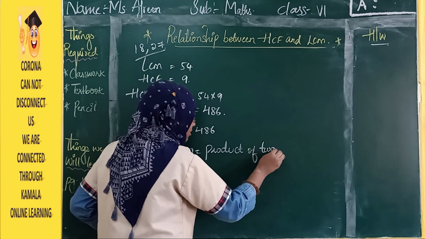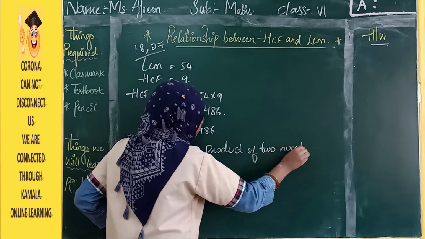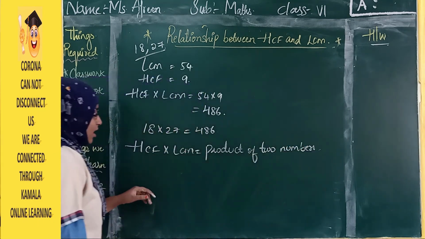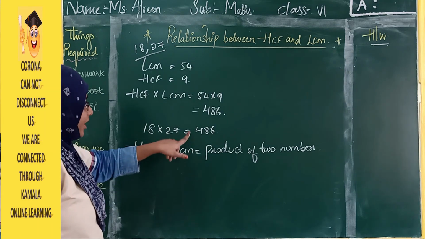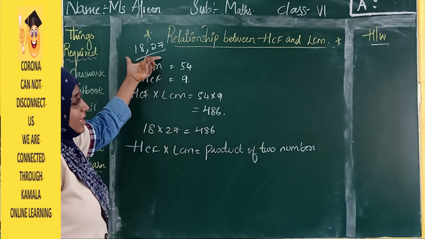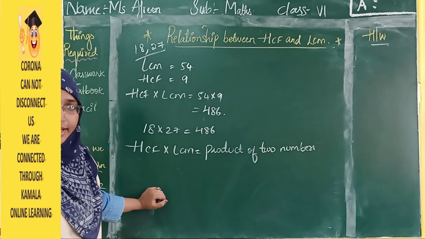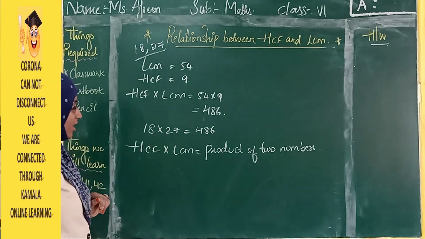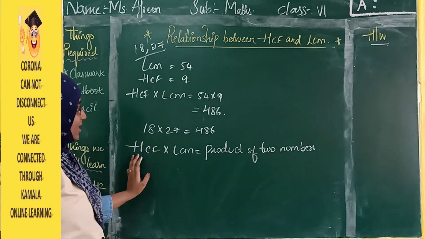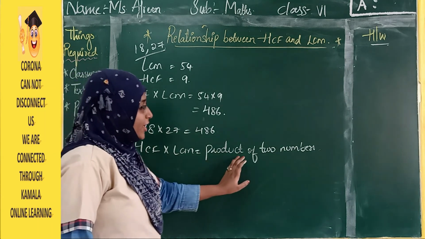We already know what the relations are. Yes, product of two numbers. HCF into LCM, we are getting 486. If we directly multiply the given numbers, we are getting the same answer. Is it clear? Yes. So what is here? The relationship is HCF into LCM is equal to the product of two numbers.